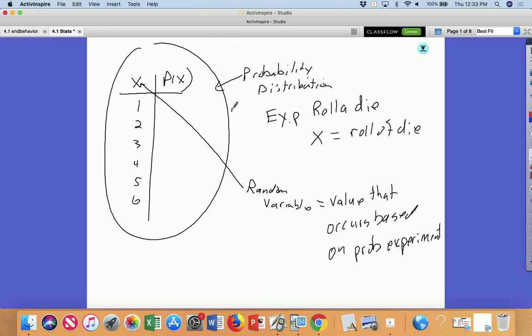So the probability of a 1 is 1/6. So X is 1, then the probability of that occurring is 1/6. Okay? So we just built a probability distribution. But that's what this chapter is about, is probability distributions.